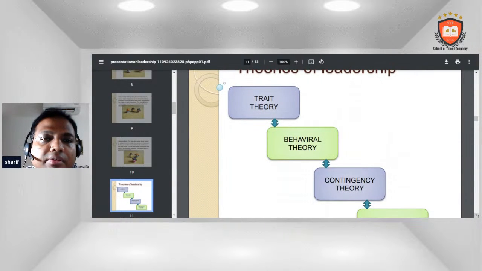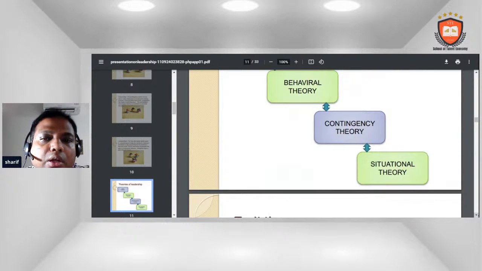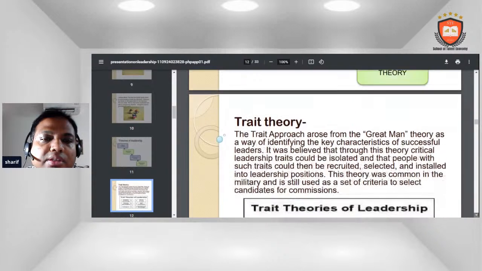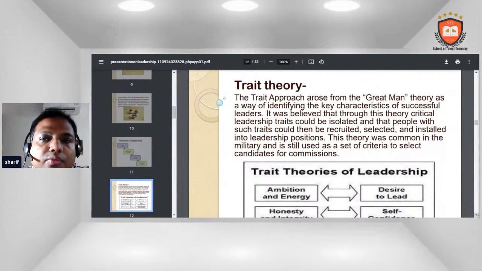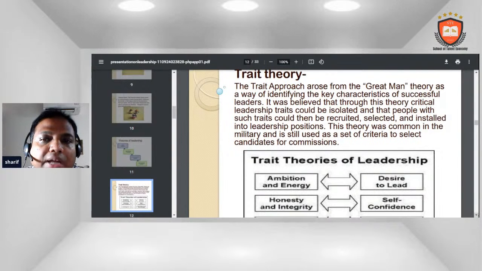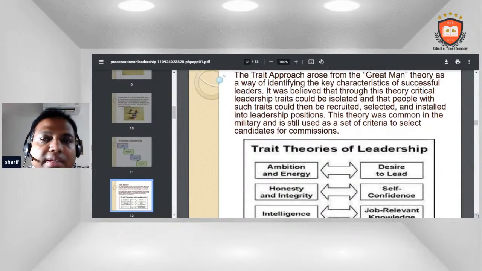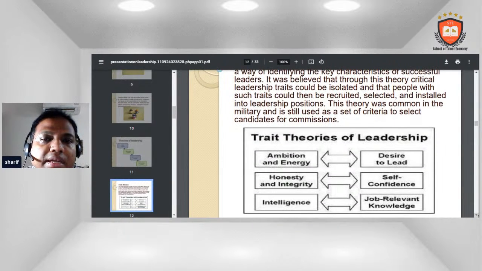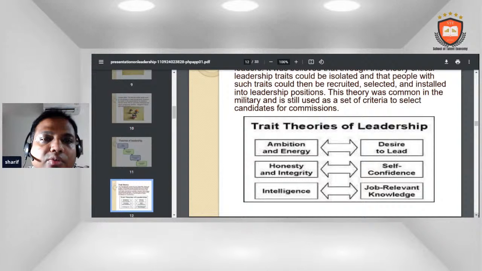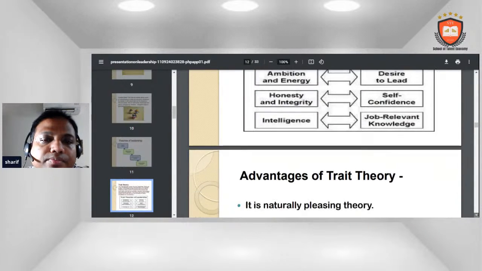Theories of leadership: trait theory, behavioral theory, contingency theory, situational theory. Trait theory. The trait theory arises from the great man theory as a way of identifying the key characteristics of the successful leader. It was believed that through this theory, critical leadership traits could be isolated, and people with such traits could then be recruited, selected, and installed into leadership positions. This theory was common in the military and is still used as a set of criteria to select candidates for commission.